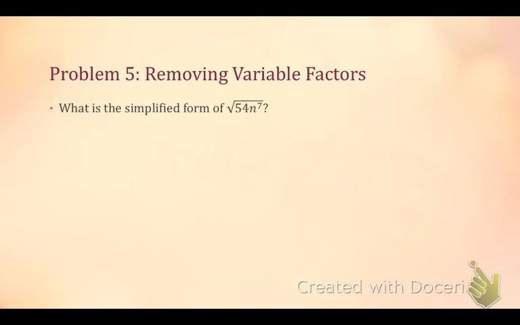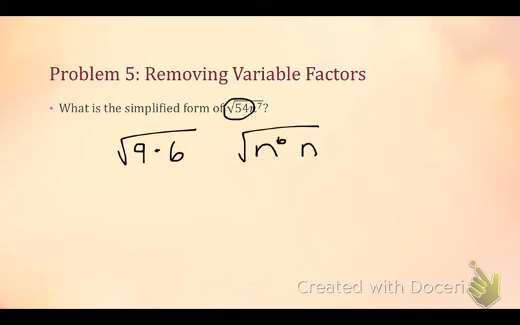So when I have the square root of 54 n to the 7th, I am trying to, again, simplify as much as possible. If I start with just the number 54, 54 is the same as the square root of 9 times 6, because 9 times 6 is 54. And then I think about my n's, n to the 6th and n to the power of 1, or just n. When I look at my first set here, the square root of 9 is 3, so I end up with 3 in the square root of 6.